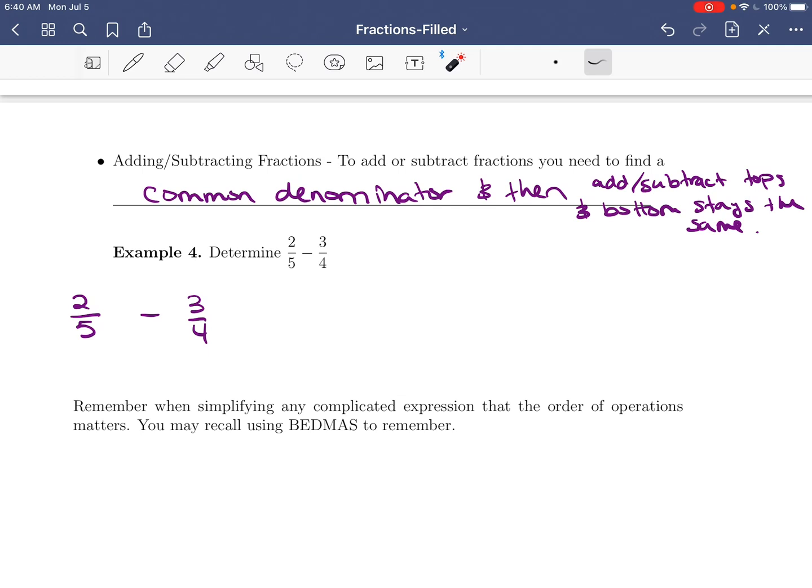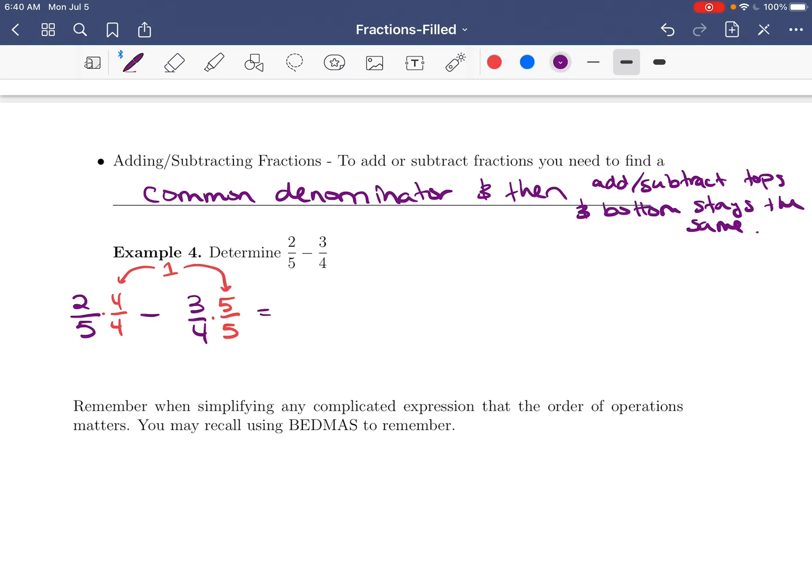So I need to make them both over 20, and the way that I do that is to times them by 1, so a fancy 1. So for 2/5, I need to multiply it by 4 over 4, and for 3/4, I need to multiply it by 5 over 5. Okay, so that's going to give me a common denominator. So these are just fancy 1s.